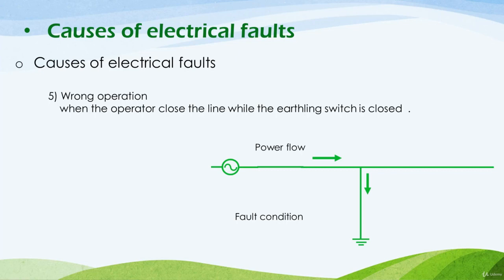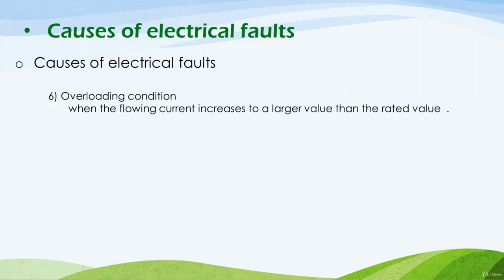And also the sixth reason that causes electrical faults is the overloading condition. As we said before, the overloading condition is due to the increase of the electric current by a large value that the line cannot withstand, as the electrical load may absorb a larger current due to a fault, so the line is not designed to withstand a larger current, and in that case the fault can occur. And one reason that produces the overloading condition is the unbalanced condition.